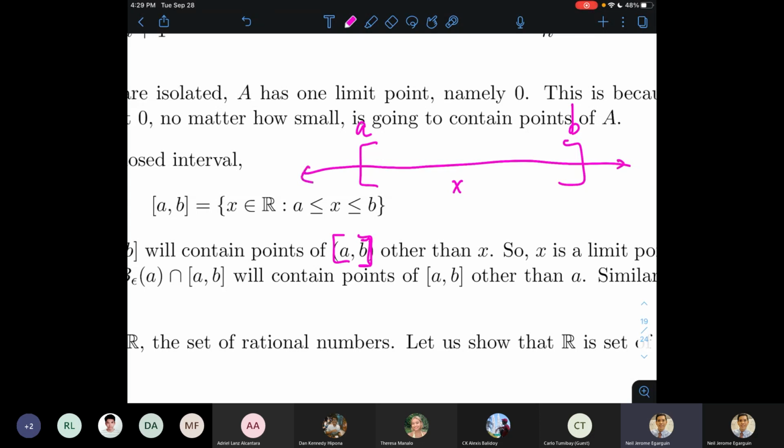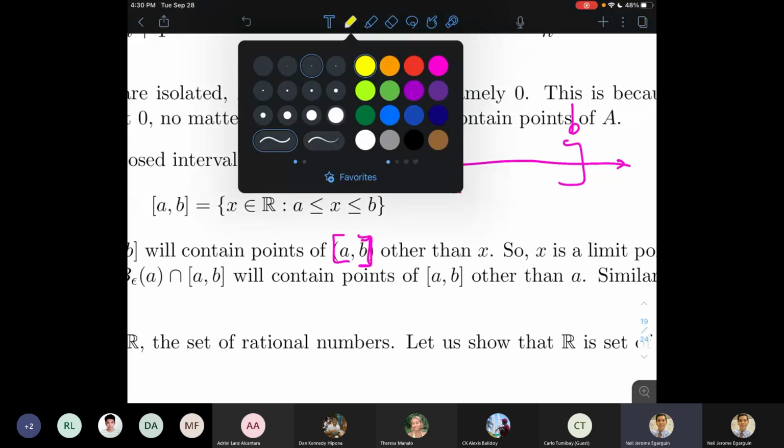Now, similarly, if we look at the boundary, say we look at the boundary A, what happens if I draw a very, very small epsilon neighborhood around A? Well, if I draw a small epsilon neighborhood around A, eto, okay? This epsilon neighborhood, pala kita.